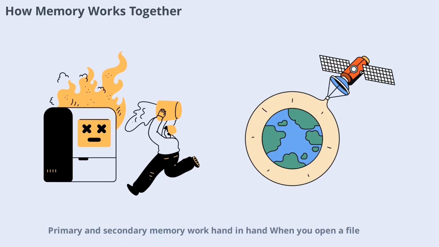Primary and secondary memory work hand in hand. When you open a file, it's loaded from secondary memory into primary memory so the CPU can access it quickly. After you're done, the file is saved back to secondary memory for long-term storage. This teamwork ensures your computer runs efficiently and keeps your data safe.